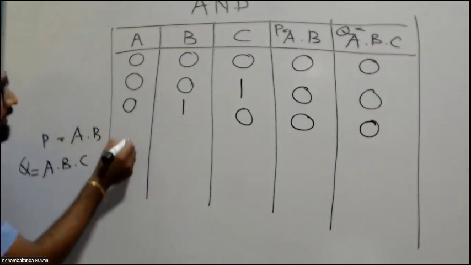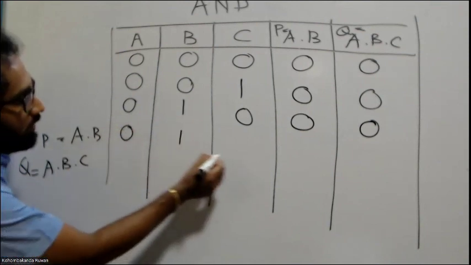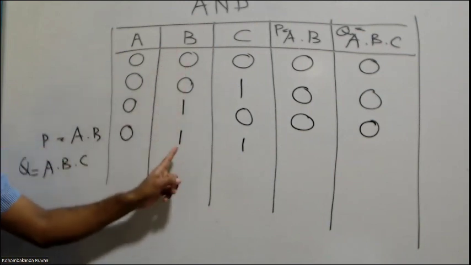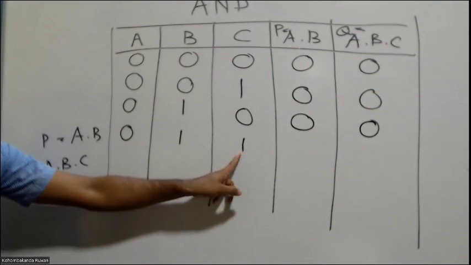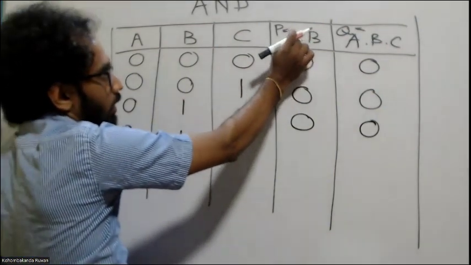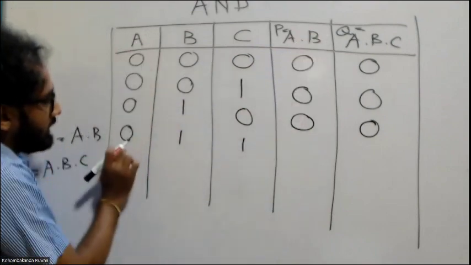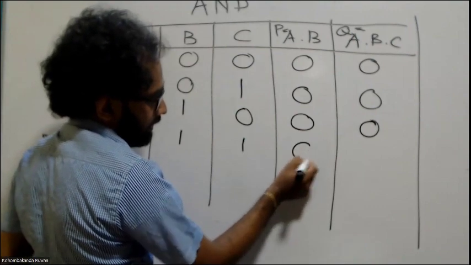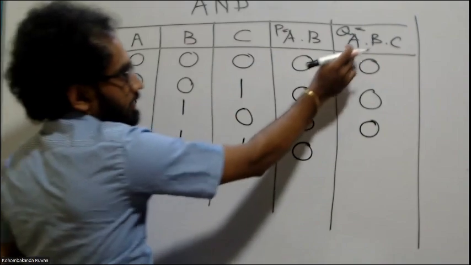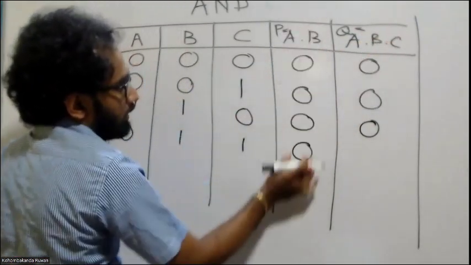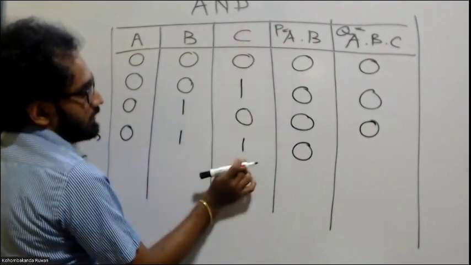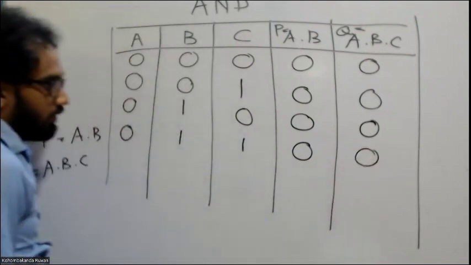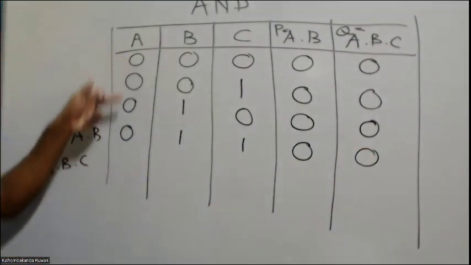Next state: 0, 1, 1. A is 0, B is 1, C is 1. Then tell me A and B now. A is 0, B is 1. What will be the result? 0. Now A and B and C, compare this one. A and B is 0, C is 1. What is the result for it? 0. Now we have completed 4 states.